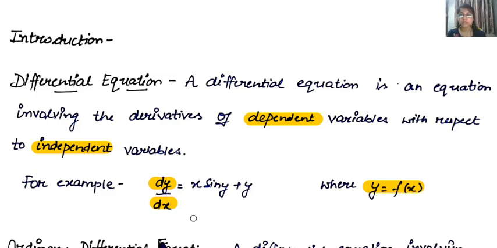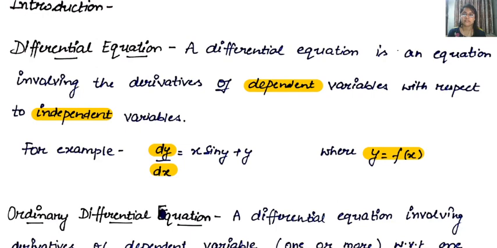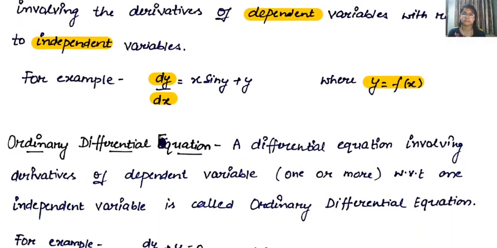Now, depending upon the number of independent variables, we can classify differential equations as ordinary differential equations and partial differential equations. If the number of independent variables is 1, then we call the differential equation an ordinary differential equation, and if the number of independent variables is 2 or more, then we call it a partial differential equation. Let's have a look at the definition of ordinary differential equation.